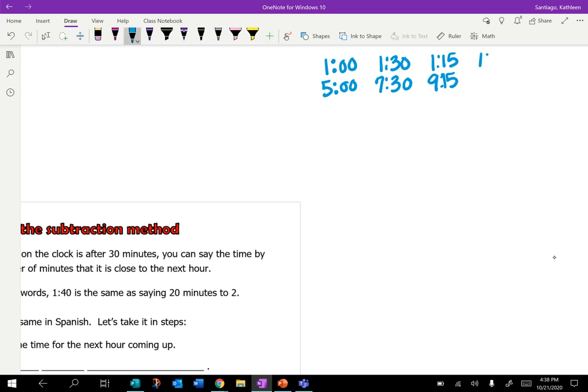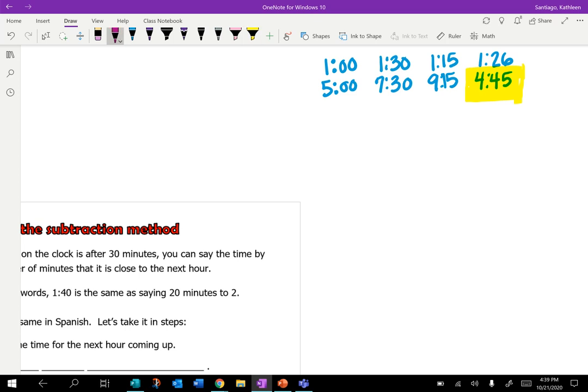So if we had 1:26, we would say es la 1:26. If we had 4:45, we could say son las 4:45. Well, let's actually take a look at this one. So think about it in English. Would you say it is 4:45? Are there other ways for you to express that time?